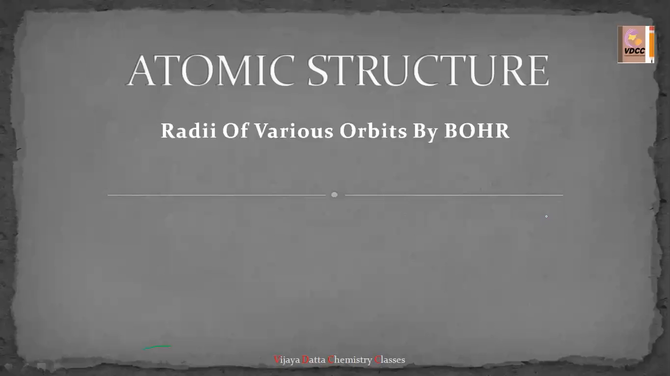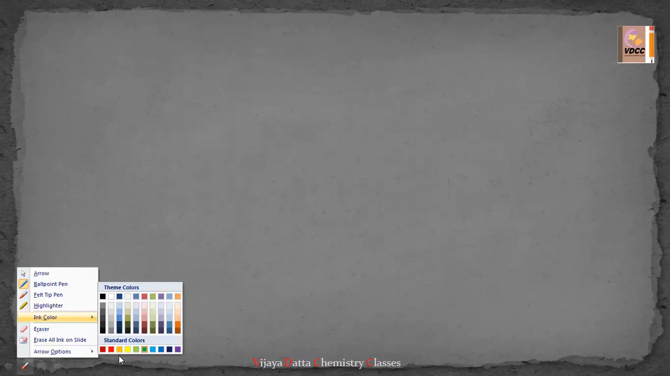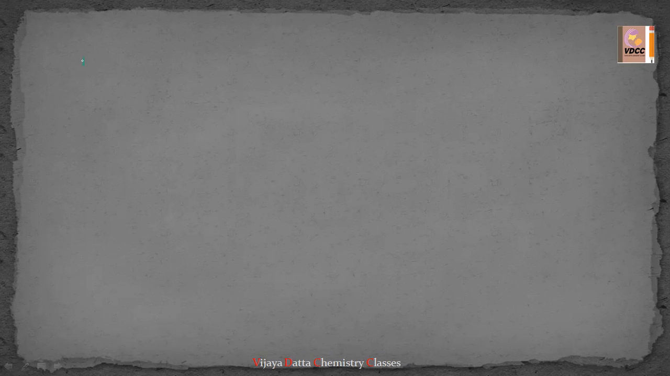Now here, radii of various orbits. How to get the radii of various orbits? Before going to this, we should know one thing. Here is the nucleus with the positive charge, and it has different orbits. Electrons revolve around the nucleus in particular orbits. When n equal to 1, it is K shell, n equal to 2, L, M, N, O, like that. So there will be a change in energy.